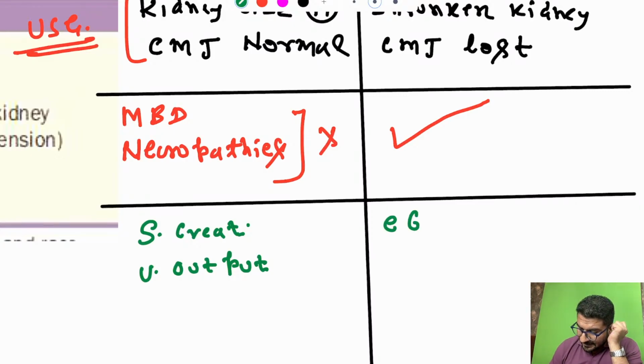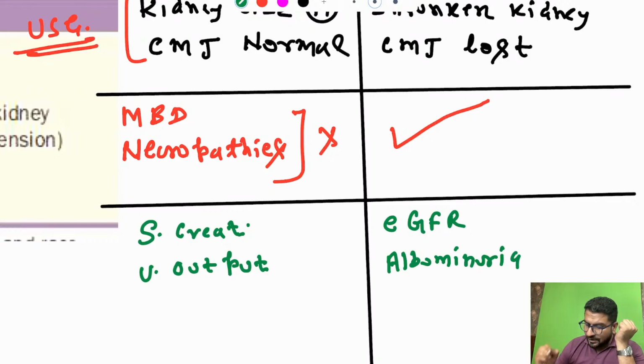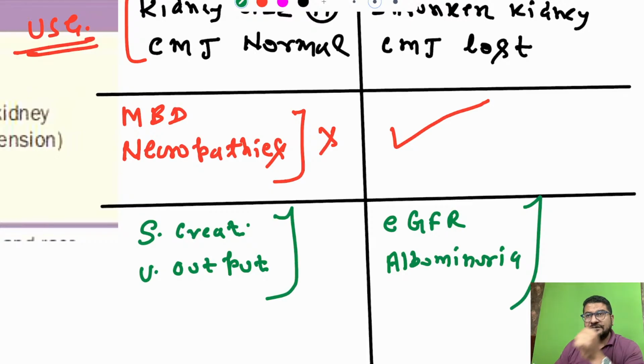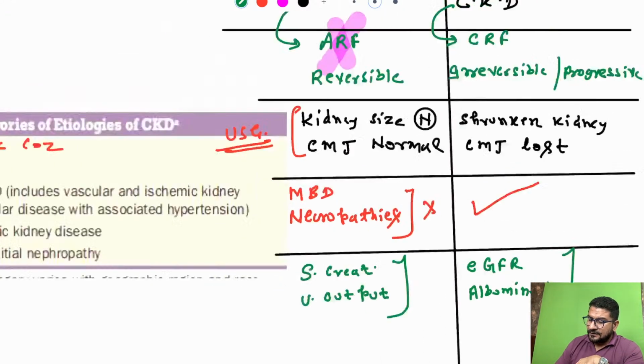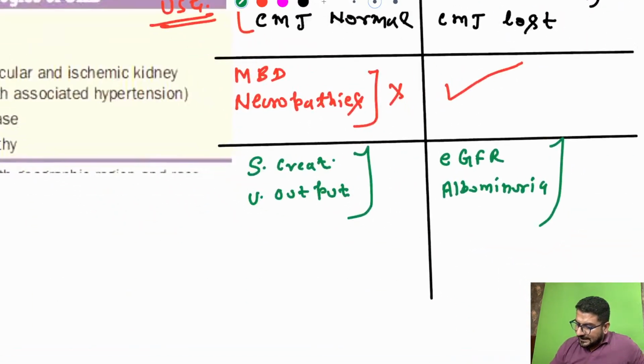In CKD, the parameters by which we decide prognosis will be estimated GFR and albuminuria. So the parameters which are important in AKI are creatinine and urine output. Parameters which are important here will be eGFR and albumin. So understand this thing. Now look at AKI.